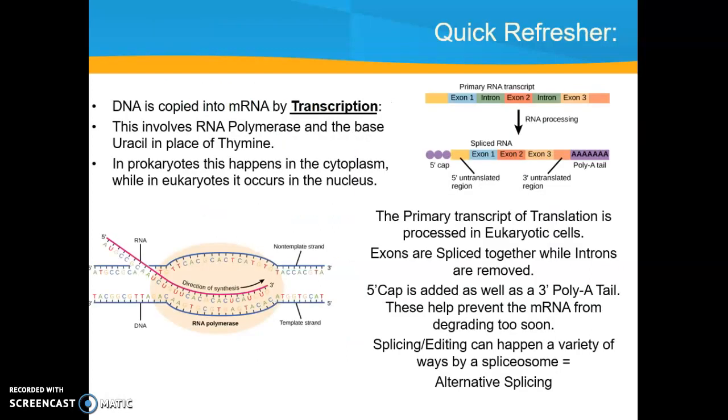Now, taking this to gene expression. We know that DNA is converted to RNA through the process of transcription. This is done by the enzyme RNA polymerase, and it's being made in the 5' to 3' direction. And we talked about this happening in different places in prokaryotes and eukaryotes. Here's a quick overview of what we talked about on one of those first slides with the RNA processing that happens in eukaryotes.